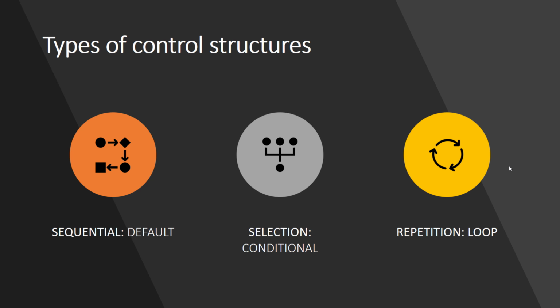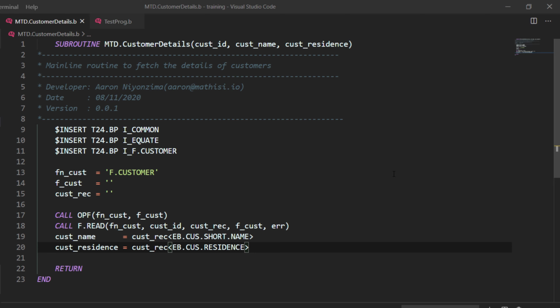So let's dive into a practical session. All right. To save our time, I have already created a subroutine to fetch customer records. This subroutine is called MTD customer details. It's going to accept customer ID as inward parameter, and it's going to return customer name and customer residence. So this will return here. Customer name is the short name, and residence is EB resident. So it is a very simple subroutine. I'm going to have a source code in the description.